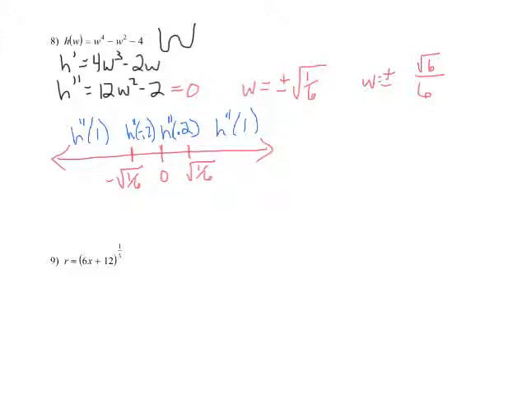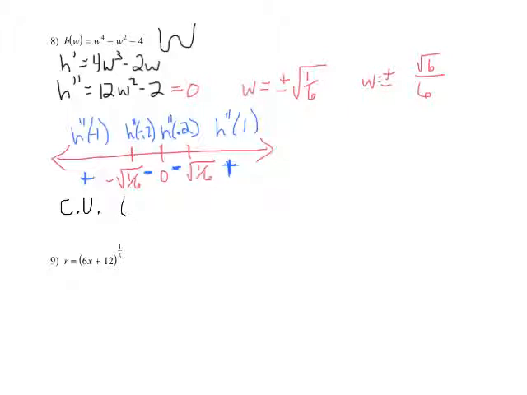Okay. Starting with h double prime of negative 1, if we stick negative 1 into h double prime, we will get a positive answer. If we stick h double prime of negative 0.2, we will get a negative answer. If we stick 0.2 in there, again, we'll get a negative answer. And then if we stick 1 in there, we will get a positive answer. So you can see that what we have is a point of inflection right here and a point of inflection here, because that's where our concavity changes.